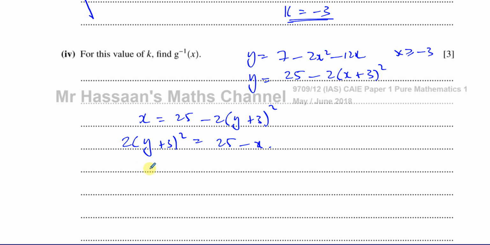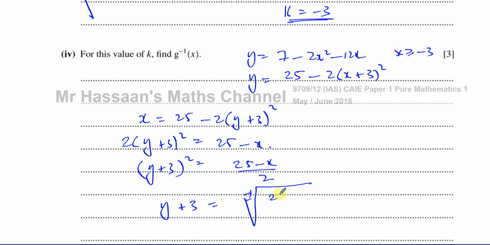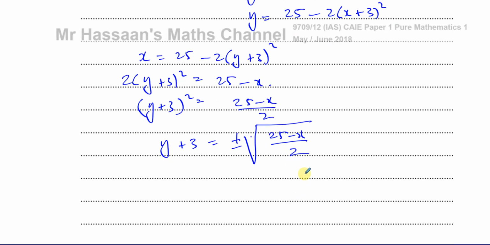Then I'm going to divide both sides by 2. So I'll have y plus 3 squared equals 25 minus x over 2. And then I'll take the square root of both sides. So y plus 3 is equal to, now you can have either the positive or negative square root of 25 minus x over 2. But we can't choose both of them. We're going to have to choose one of them, and I'm going to explain in a minute which one to choose. So then we have y equals -3 plus or minus the square root of 25 minus x over 2. It can't be both of them. It has to be one of them.